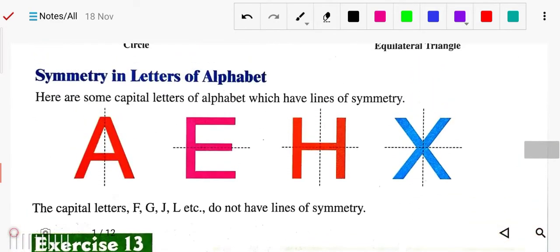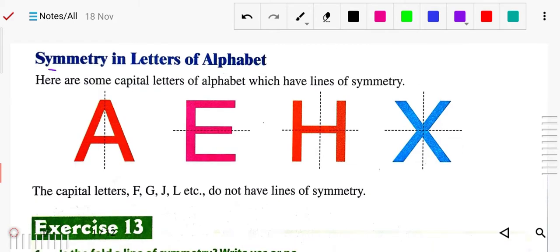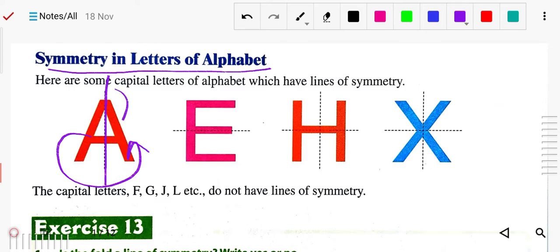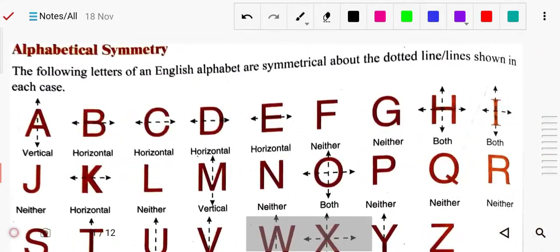Okay, now you can see the next one, symmetry in letters of the alphabet. Like A, if you cut it from this line, it is called the vertical line. You cut it vertically, so you will see that you can flip this portion here, or flip this portion here, so both can cover. E also, if cut horizontally, both can cover. Letters like F, G, L, etc. do not have symmetry lines. You can understand it from here also. I have given some figures also here.